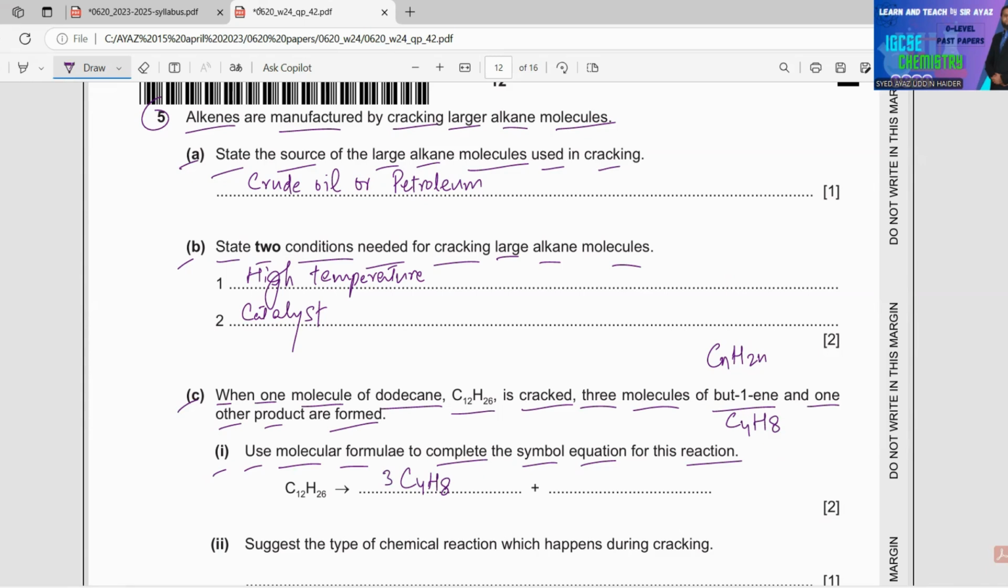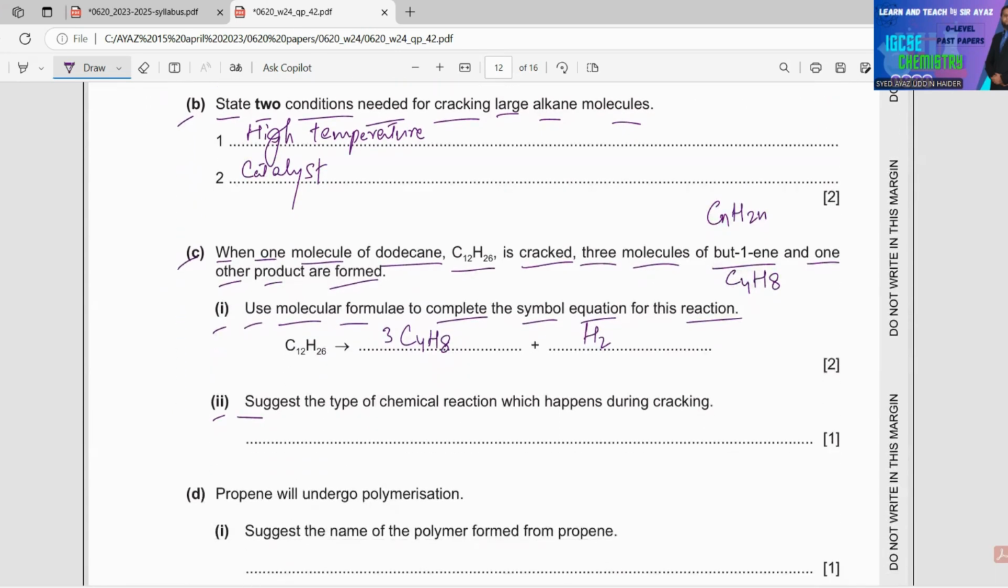What else are we getting? 3 multiplied by 4 is 12, which means the carbon is balanced on both sides of the equation. So we must be getting hydrogen in this case. So I will write H2. Let's count the hydrogen atoms. 3 multiplied by 8 is 24. 24 plus 2 is 26. All of these are balanced now. Number 2, suggest the type of chemical reaction which happens during cracking. It's thermal decomposition. Cracking means decomposing the large molecule. So we have decomposition.